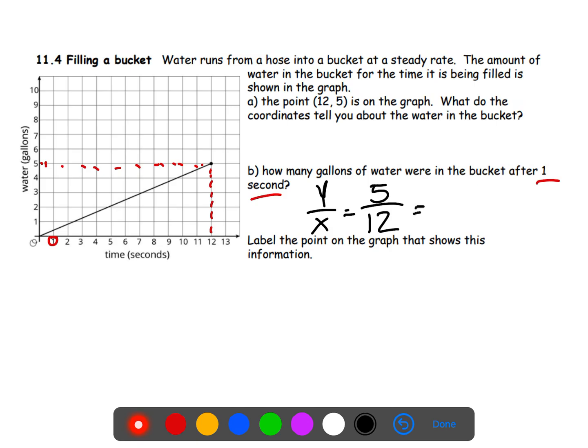Now, we can actually divide that and get a decimal if we want. 5 divided by 12 is equal to about 0.4, which just makes it a little bit easier to label on the graph, because what we're going to do is label that point on the graph to show the information. Here at that point, we have 1 second's time and 0.4 gallons of water entering the bucket.